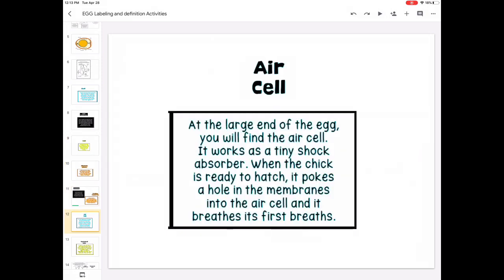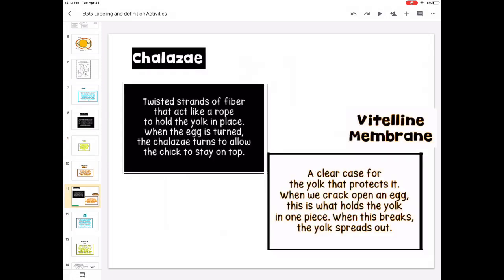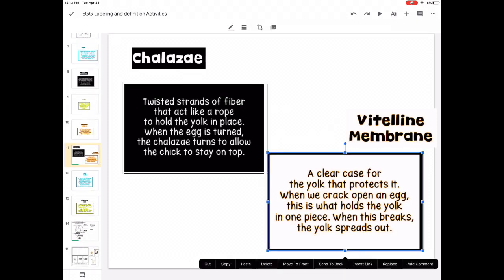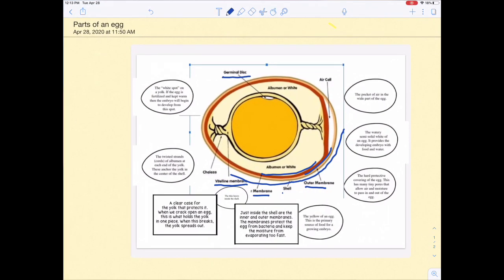There it is. A clear case for the yolk that protects it. When we crack open an egg, this is what holds the yolk in one piece. When this breaks, the yolk spreads out. So going back to our picture, here is the yolk. Well, the vitelline membrane is actually not a membrane for the shell, but rather a membrane for the yolk. It sort of holds it in place.